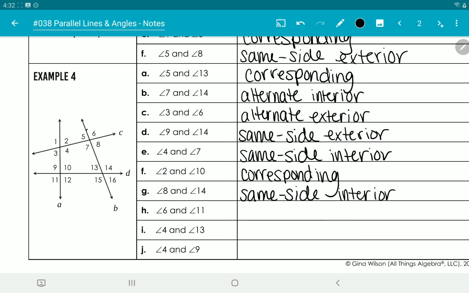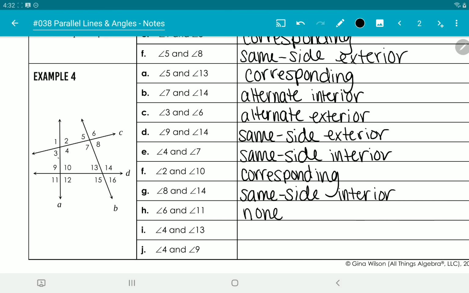6 and 11. We don't have a line that hits both of those. There isn't any sort of line that hits both of those, and so there isn't a transversal, so this is none. Because there's not a line that actually connects those two. If you trace this line, it only touches 6 and not 11. If you trace this one, it touches 11 and not 6. This one touches 6 but not 11. This one touches 11 but not 6. So there is not a transversal that connects those two angles together.